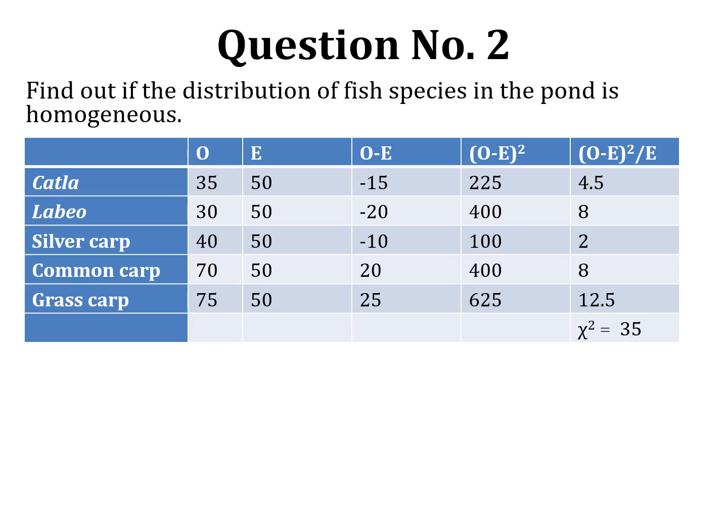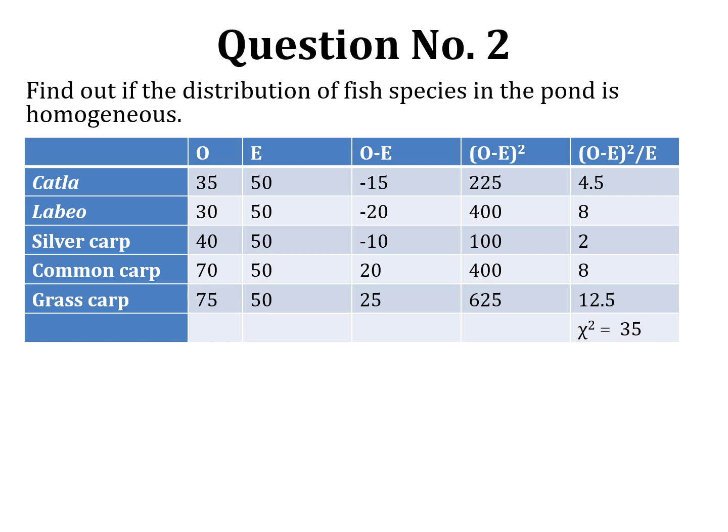So this is the table for the chi-square test. Again, we have different columns. The first column is about the classes, which are catla, labio, silver carp, common carp, and grass carp. In the second column, we have the observed frequencies, which are 35, 30, 40, 70, and 75. In the next column, we have the expected frequencies, which are 50 for each of these classes of fishes. Then we have the difference of observed and expected frequencies, which is minus 15 for catla, minus 20 for labio, minus 10 for silver carp, 20 for common carp, and 25 for grass carp.